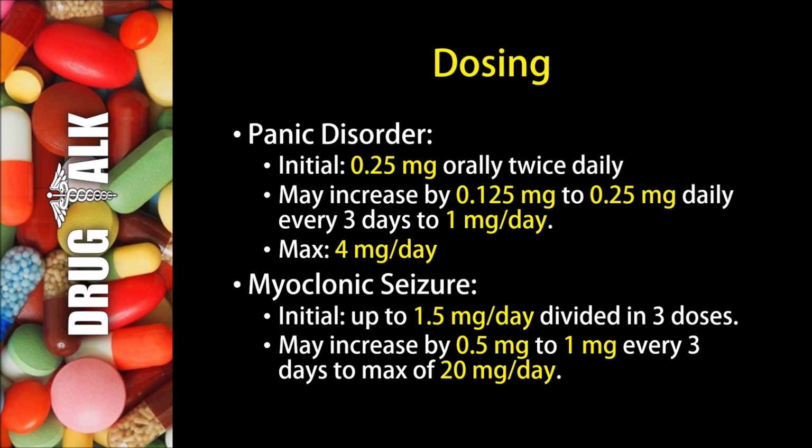In myoclonic seizure, the initial dose would be 1.5 milligrams per day, divided in 3 doses, and they may increase this dose by 0.5 or 1 milligram every 3 days to a maximum of, this time, 20 milligrams per day.